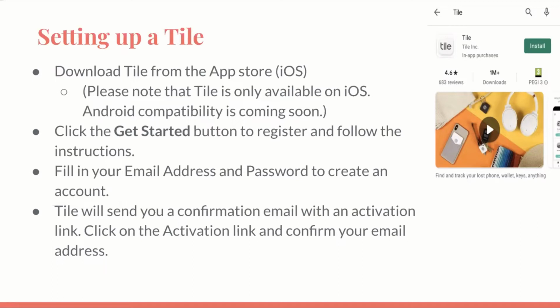You then want to click on the Get Started button to register and follow the instructions that are prompted on the page. Then you fill in your email address and password to create an account, and you will then have to confirm your account by activating it through the email that they send you. You do this by clicking on the activation link, and then you confirm your email address.